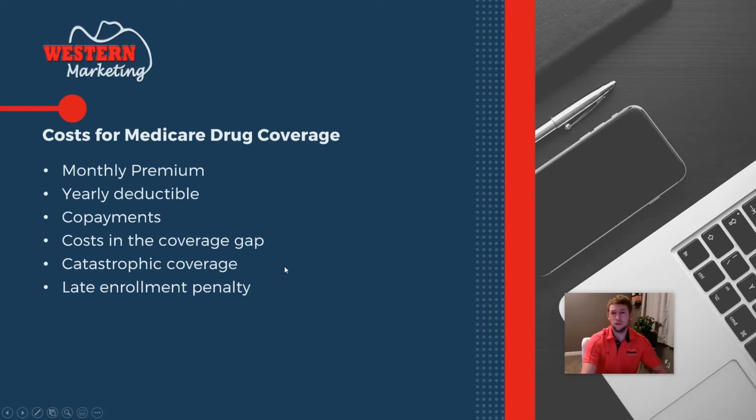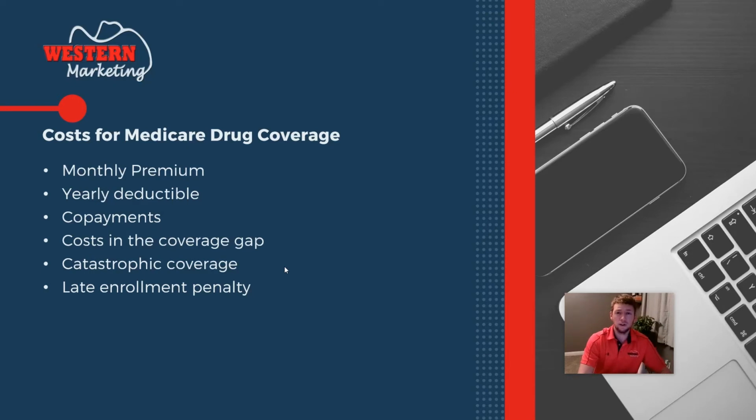Different costs for Medicare drug coverage. There will be a monthly premium on these plans. Monthly premiums could go as low as about $7 a month this year. And if your client's on a certain plan, it could go up to the hundreds of dollars. I know there's a couple plans for about $100 and $102 this year. You might not run into that very often. I know I haven't, but it is out there.